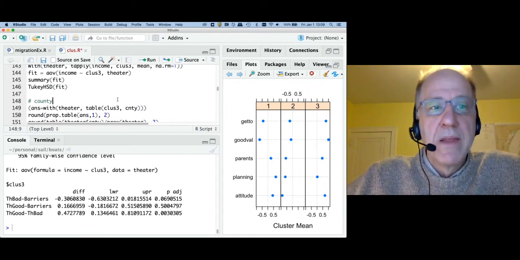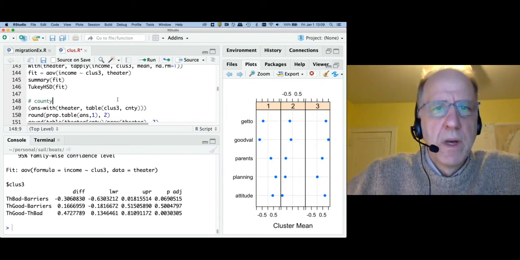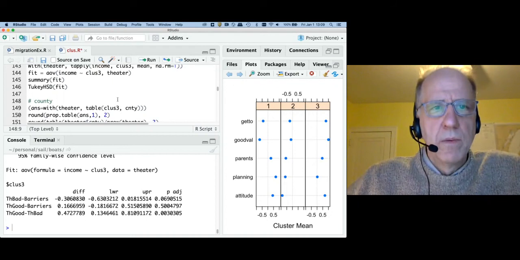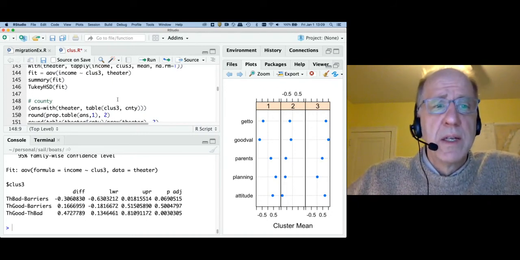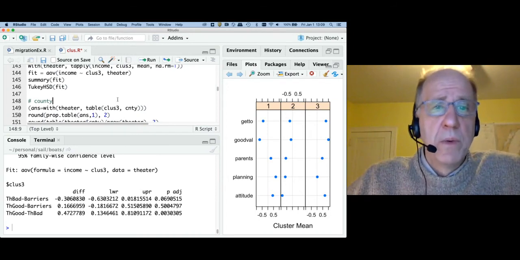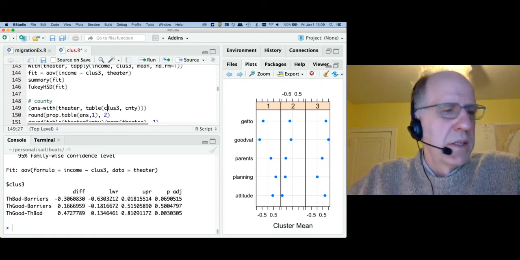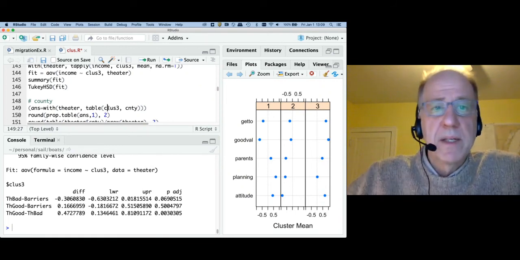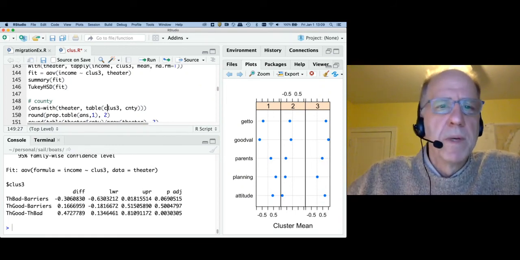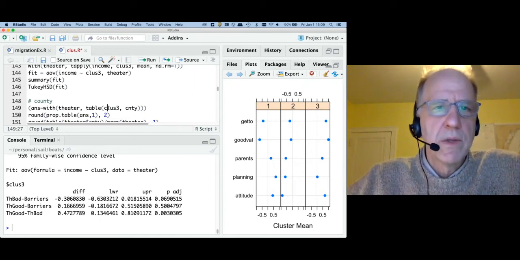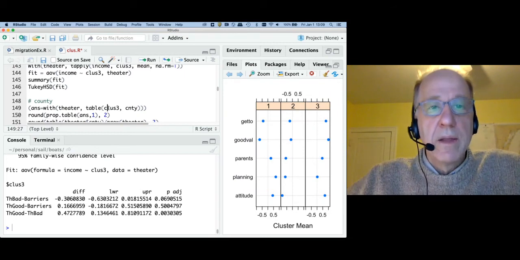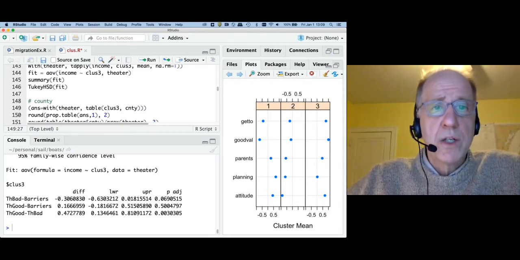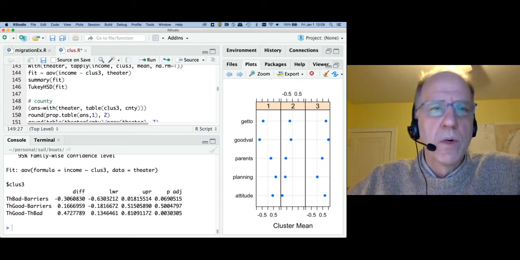For example, the county of residence. Well, I can't use ANOVA with a categorical variable. Instead, what I can use is a crosstab with a chi-square test of independence. The chi-square test of independence is another one of those topics that often gets omitted from introductory statistics courses, even though it's covered in most of the textbooks. If you've not studied it, there's a video that you can watch that's linked in my course packet.